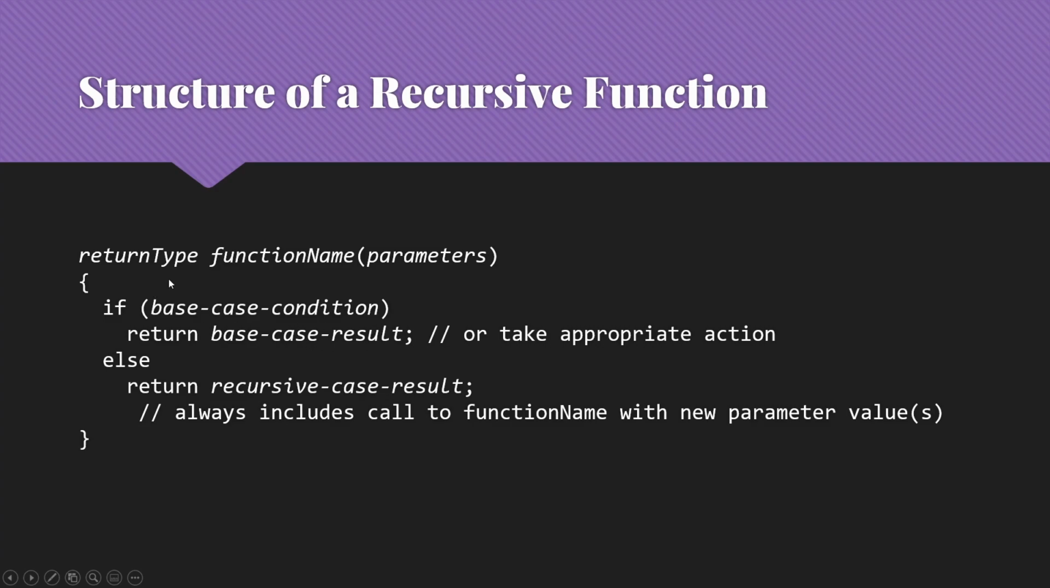Then we're usually going to return a result of some kind, the base case result. But sometimes we do have void recursive functions, and so then we'll take the appropriate action for that base case. If we're not in a base case, then we're going to make a recursive call to the function with our new parameter values. So this is the typical structure of any recursive function.